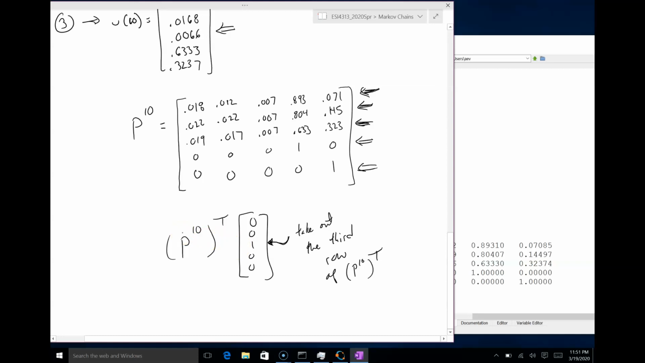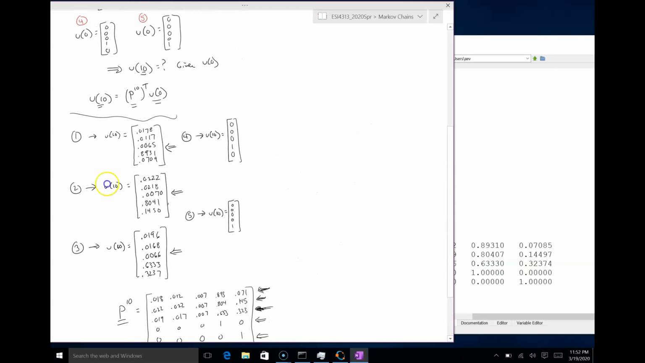Or third column. Sorry. Is it column? Column. You're actually taking out the third column. Now, taking out the third column of this transpose matrix is the same thing as taking out the third row of p to the 10. Okay. So there's a neat little idea.